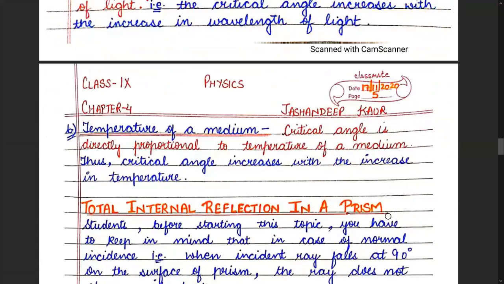Now students, temperature of a medium is our second factor on which critical angle depends. Critical angle is directly proportional to temperature of a medium. Thus, critical angle increases with the increase in temperature.